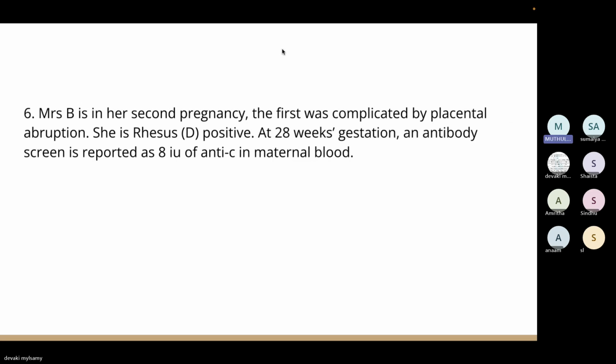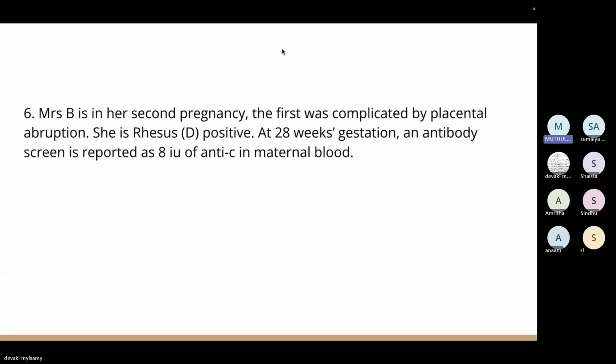So this patient has RH isoimmunization, gravida 2, para 1 living, at 28 weeks of gestation. Anti-C antibody is 8 international units. The anticipated risk is hemolytic disease of the newborn. Here we need further information: age of the patient, and regarding the first pregnancy, we need to access the details with her permission.